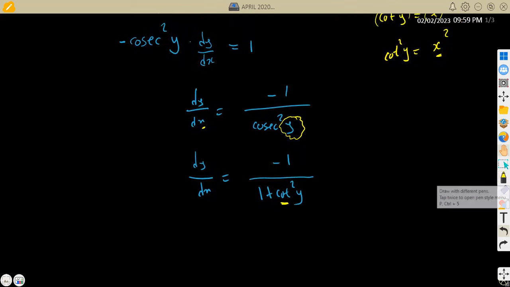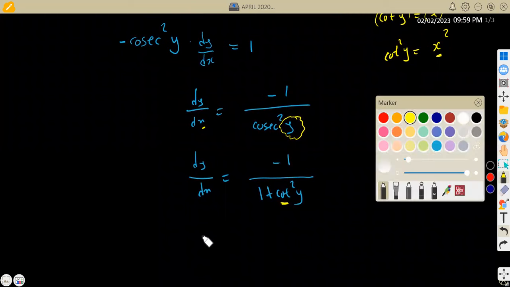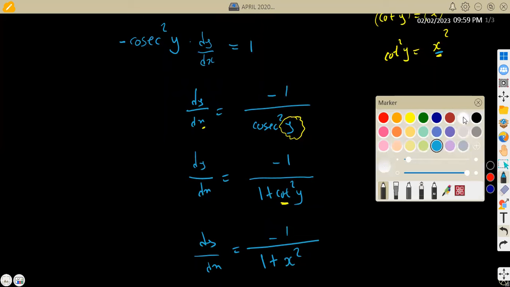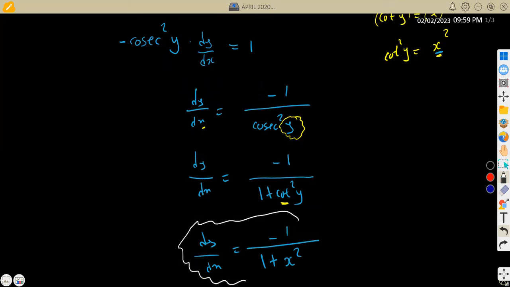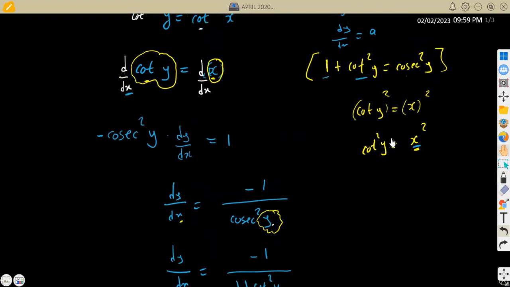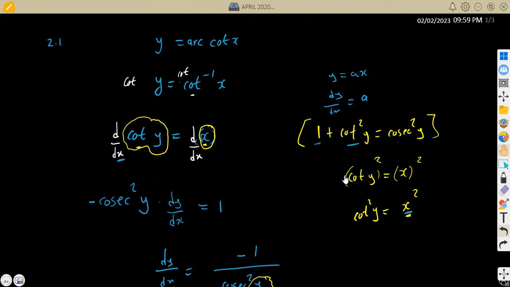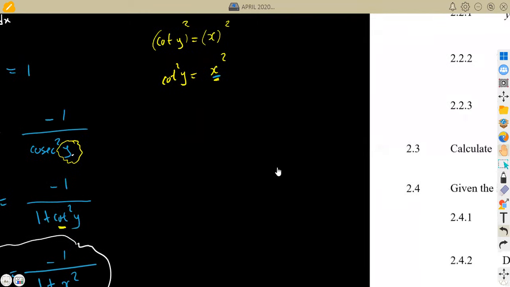So our answer in this case for dy/dx can be written like this: dy/dx is equivalent to -1 over 1 plus cot squared y, of which cot squared y is equal to x squared. So this is going to be 1 plus x squared. As you can see, we are having a simplified answer with respect to x, but here it was in terms of y. All this process is for us to obtain something that has got x in the final answer, not y. So that was the consideration from that part.